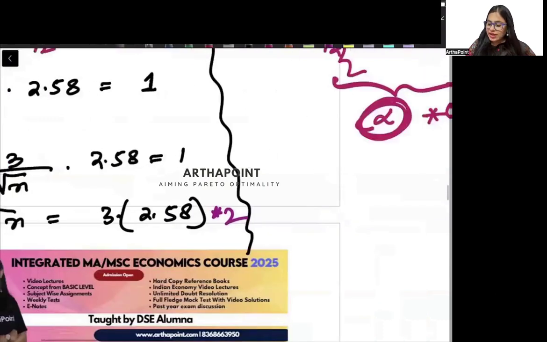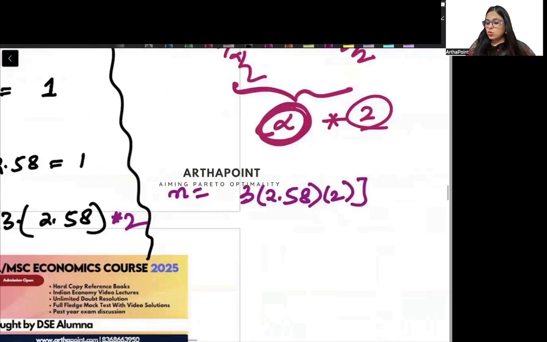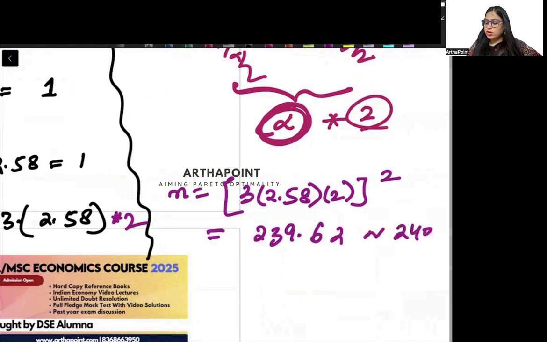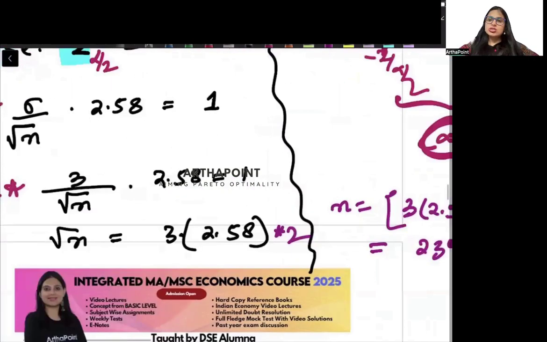So your n will be 3 into 2.58 into 2, whole square. When you square this, you will get approximately 239.62, which means 240. So your sample size must be 240. Okay, thank you.